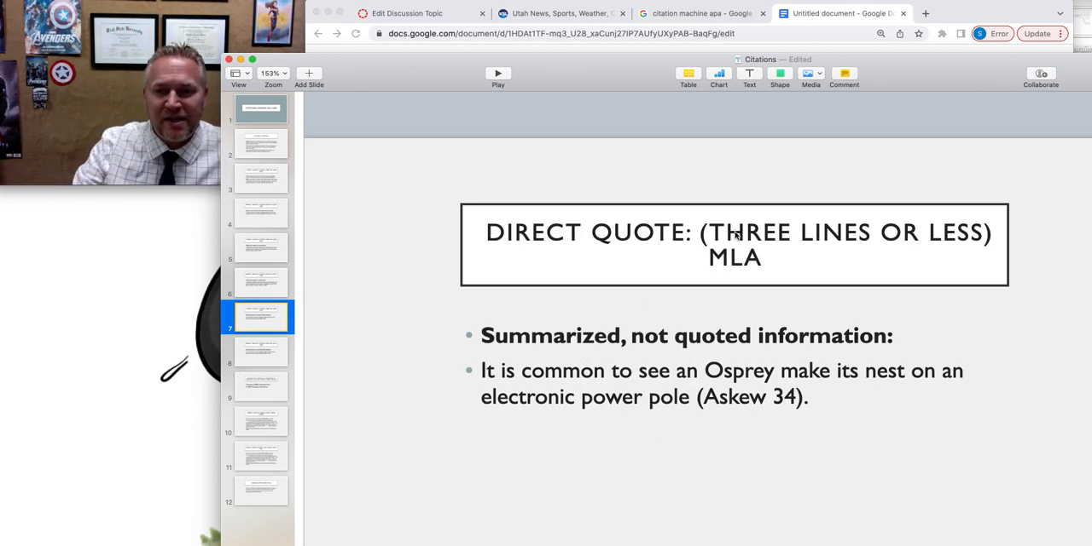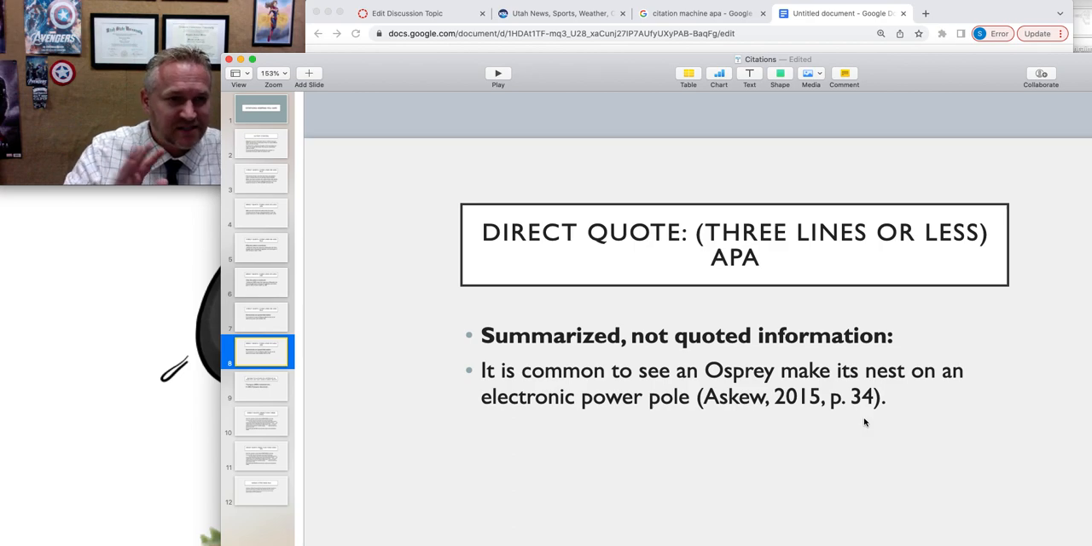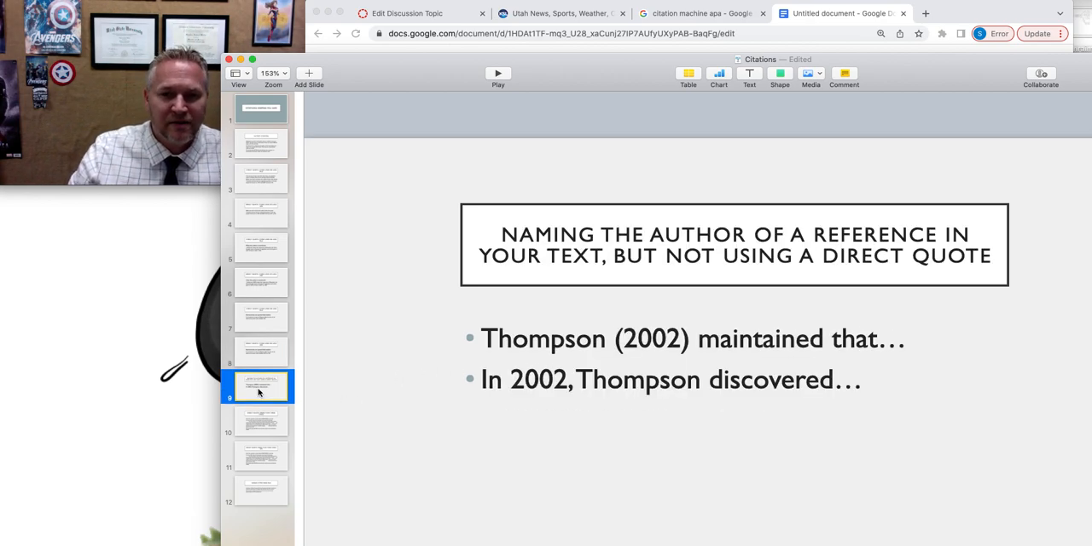So in MLA, 3 lines or less, that it's summarized, it is common to see an osprey make its nest on an electronic power pole, said Askew on page 34. Okay? There's no quotation marks, but it is outside information that the general public doesn't really know about. I didn't know that ospreys make its nest on electronic power poles. I didn't know that. And so because I didn't know that, the general public doesn't know that, we've got to put it in that citation. Okay? Same kind of deal with APA. We've got the year right after the last name, and we put the page number in. Okay?